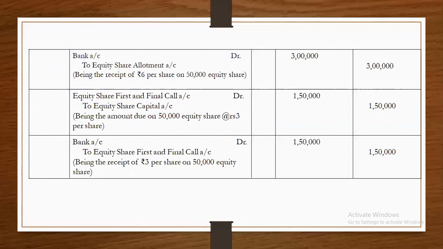Journal entry will be equity share first and final call account debit to equity share capital account. This will be 1,50,000. Since the whole amount is received, our next journal entry will be bank account debit to equity share first and final call 1,50,000 on 50,000 shares at the rate of rupees 3.